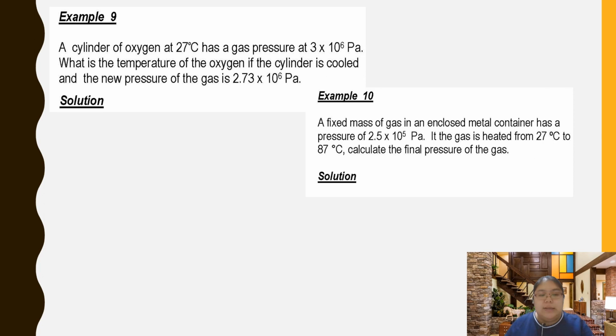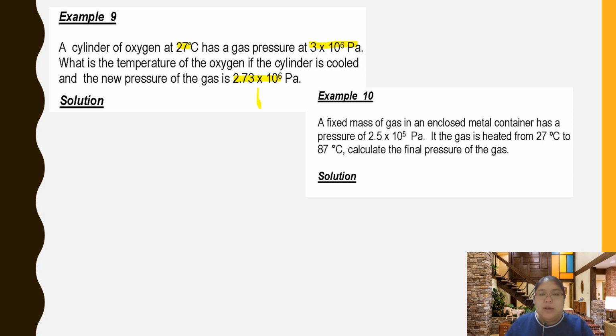Okay, let's see example 9. A cylinder of oxygen at 27 degrees Celsius has a pressure. This one is the pressure, and this one is T1. Now, what is the temperature of the oxygen if the cylinder is cooled and the new pressure is 2.7 times 10 to the power of 6?